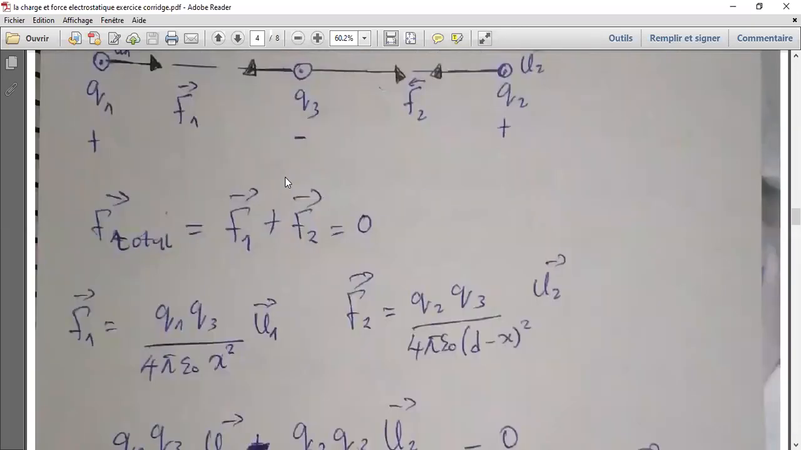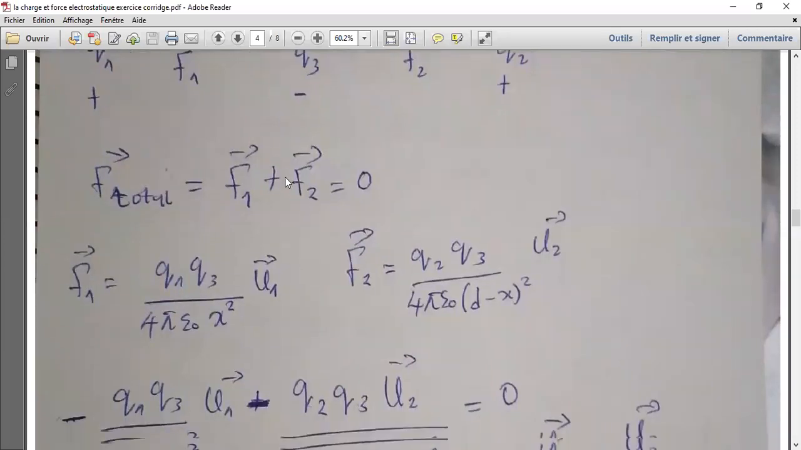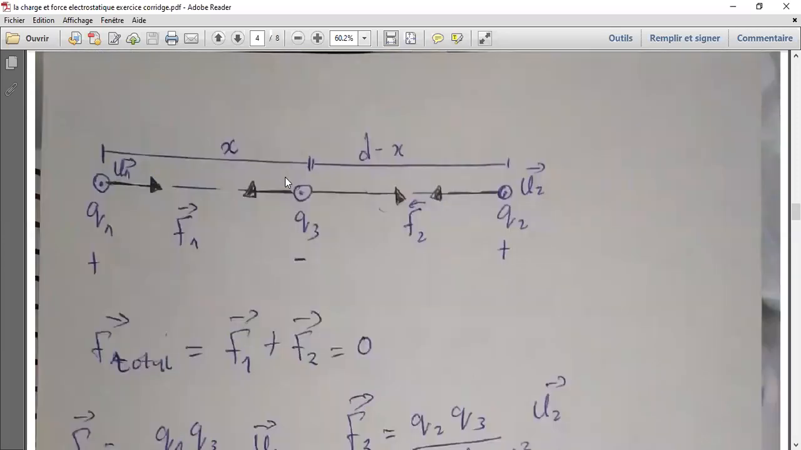When you do your replacing, you should also note that U1 is a direction. If you see the direction of the force which is exerted on Q3, it is coming from the left side going towards the right side.